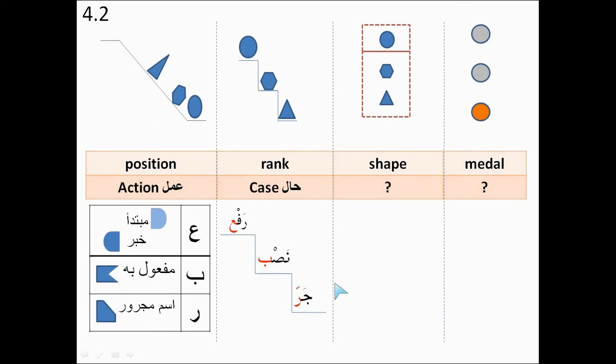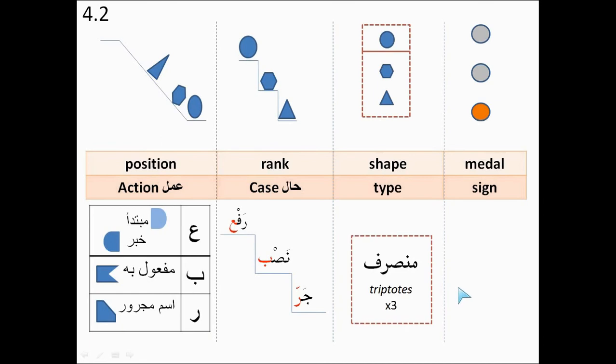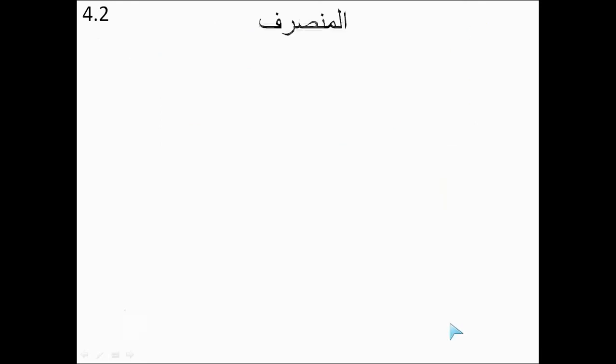So what's left is to work out the types of words so that we can give them their medals. The type we're going to first talk about is nouns which are called munsarif in Arabic, or sometimes in English they're called triptotes. And just remember the number 3. That comes from the first letters in triptote, T-R-I.